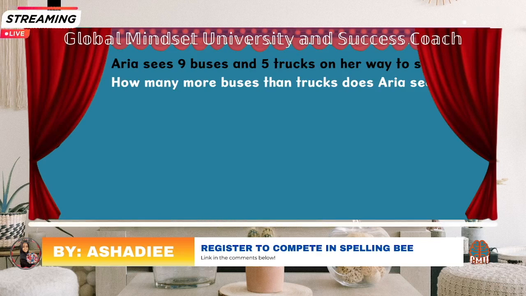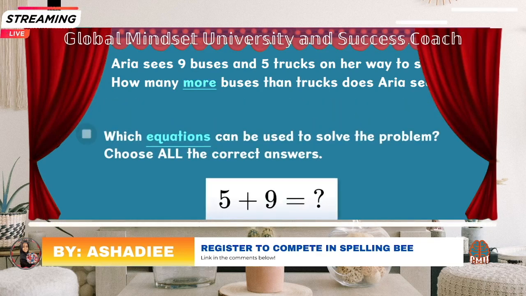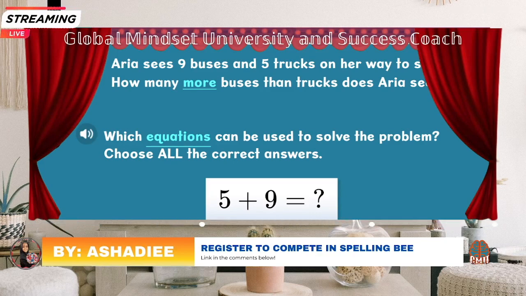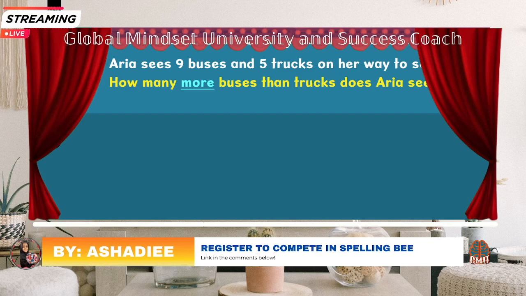Aria sees 9 buses and 5 trucks on her way to school. How many more buses than trucks does Aria see? Which equation can be used to solve the problem? Choose all the correct answers. The first one is 5 plus 9. The second one is 5 minus 9. The third one is 5 divided by 9.